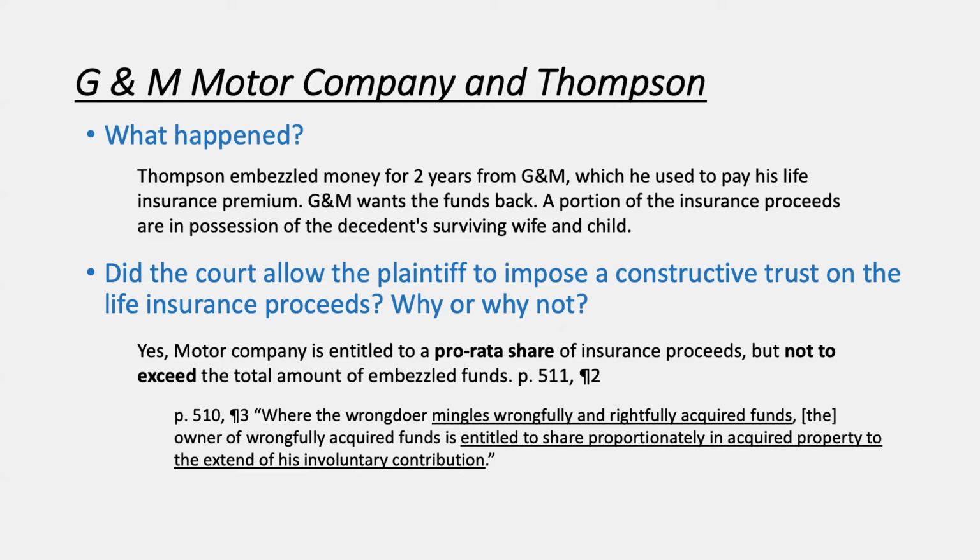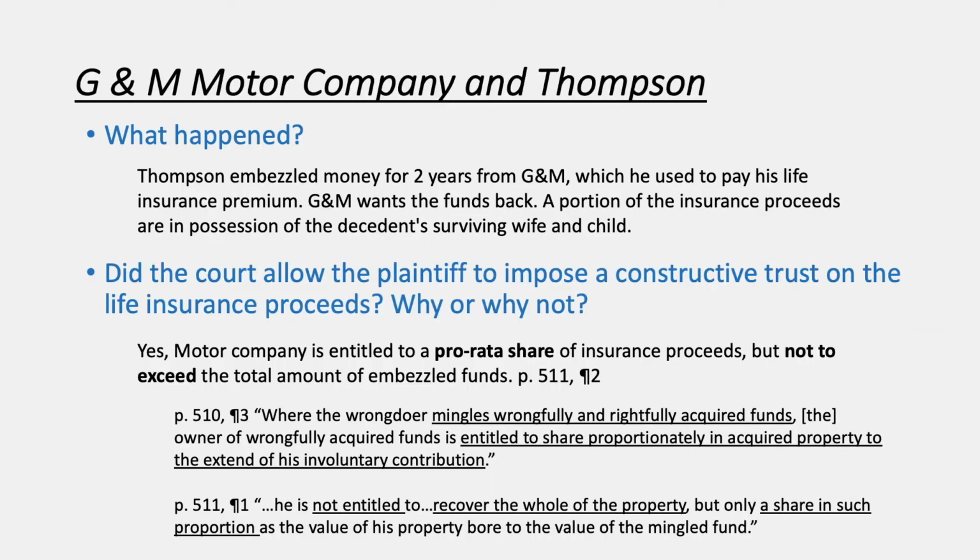Not more, because then G&M would get a windfall, where the rightfully acquired funds that were used to pay into the premium by Thompson never belonged to G&M. And on page 511, paragraph 1, the court confirms G&M is not entitled to recover the whole of the property, only a share in such portion as the value of his property bore to the value of the mingled fund, right? So only what you put in, again, is what you get back.